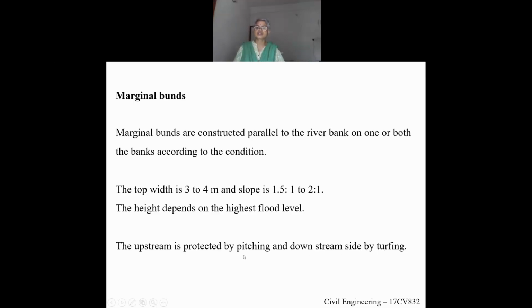Because of the water waves, the upstream face may erode, so it should be protected by pitching. On the downstream side, because of rainwater, it may form gullies. We have seen the different types of failure of earthen dams, and there we discussed pitching and turfing. Here also, the marginal bund is nothing but an earthen dam provided on either side. So in order to protect and maintain these marginal bunds, these things have to be done.